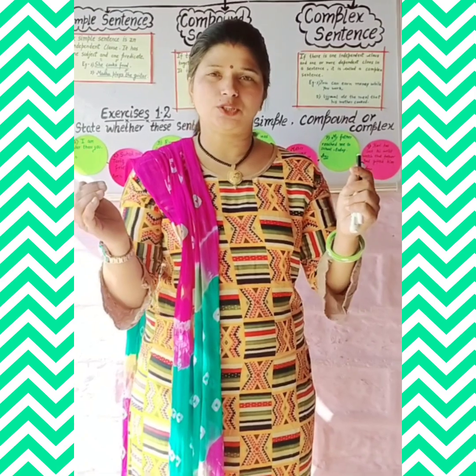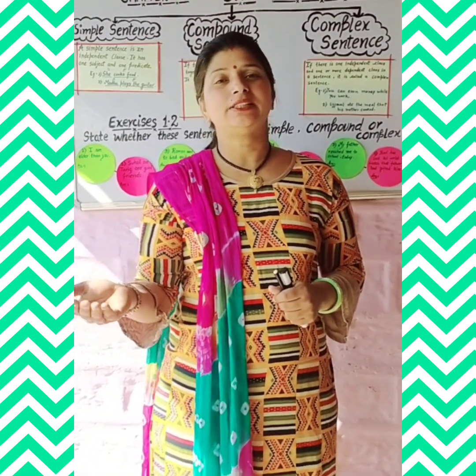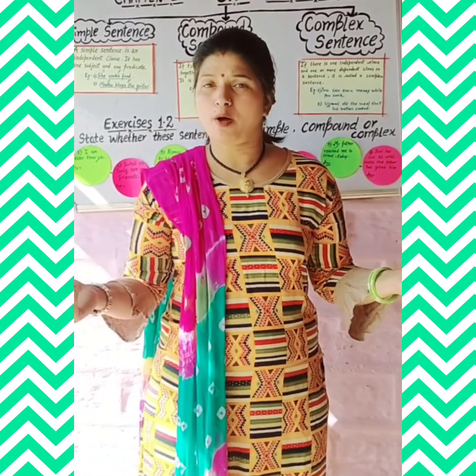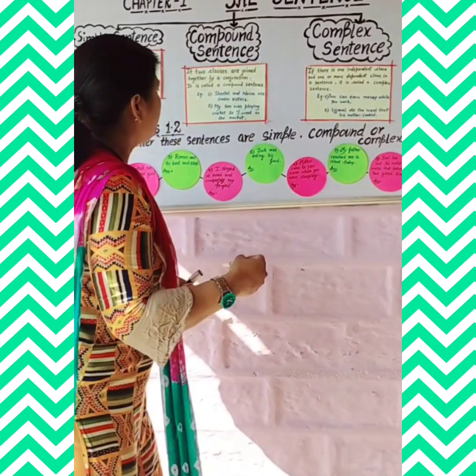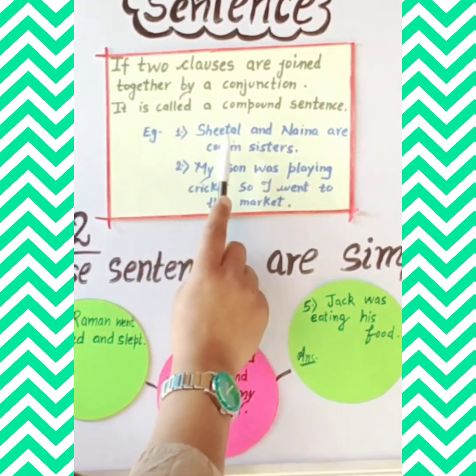So when we add two clauses, जब हम two clause को एक साथ join करते हैं by the conjunction, that is known as compound sentence, so that it can make a proper sense, right? So we will understand it with the help of example.